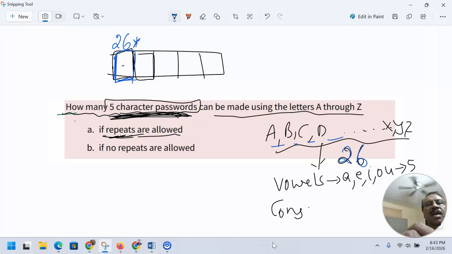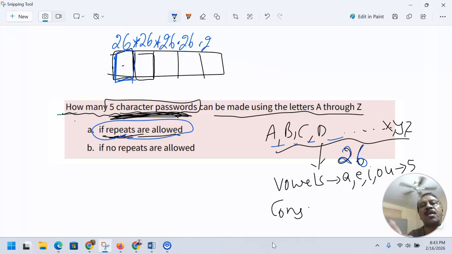Once that is done, we can use the fundamental principle of counting and say, okay, the next one, because there is a repetition, also is 26. The third one also is 26. The fourth one also is 26. The fifth one also. So if repetition is allowed, we can write this as 26 raised to 5.